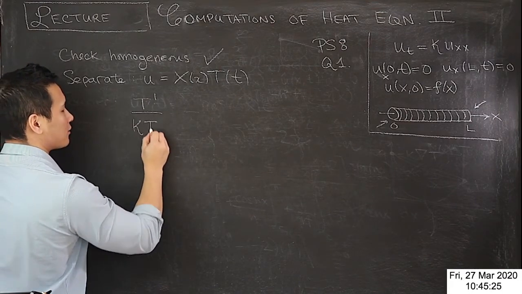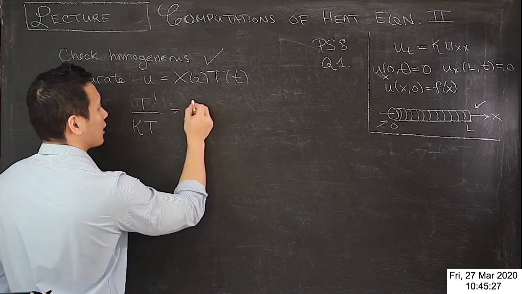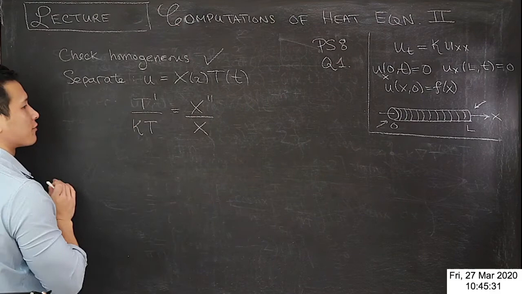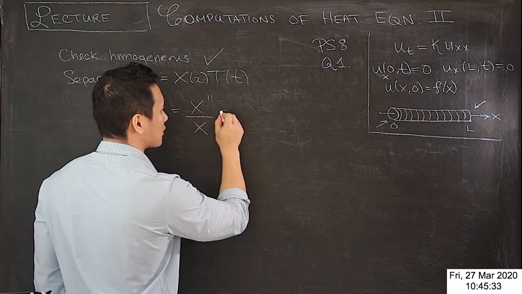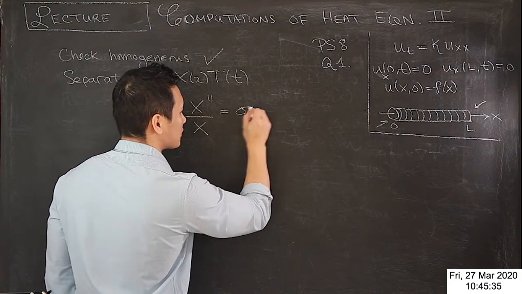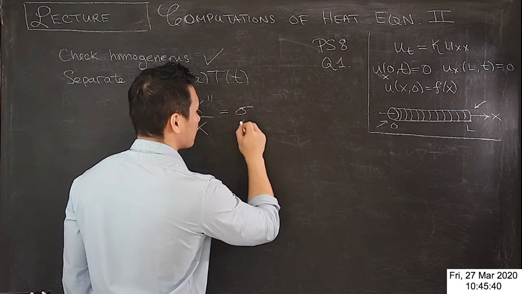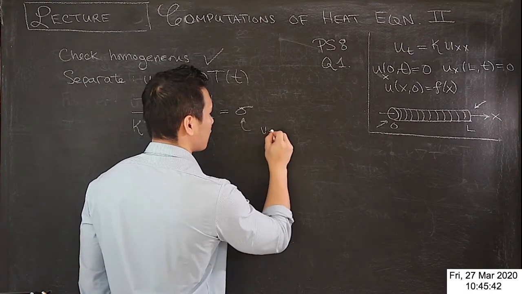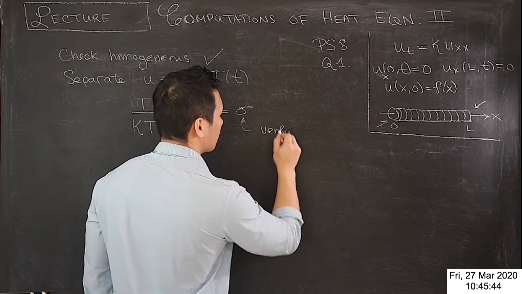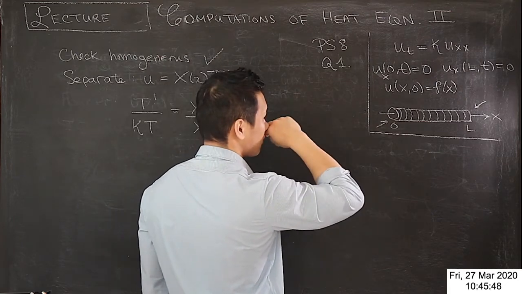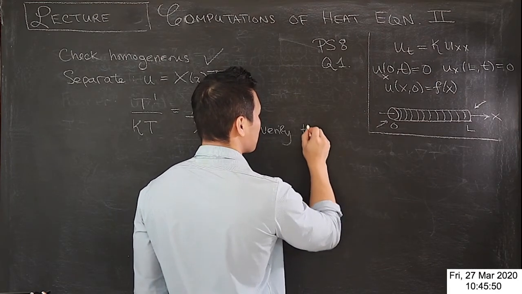We'll move the kappa to the left-hand side, and then we have 2 x derivatives, and then we've divided the X over from the left-hand side. And then this is equal to a constant. Let's set that to sigma. And you can verify all the different cases as well.